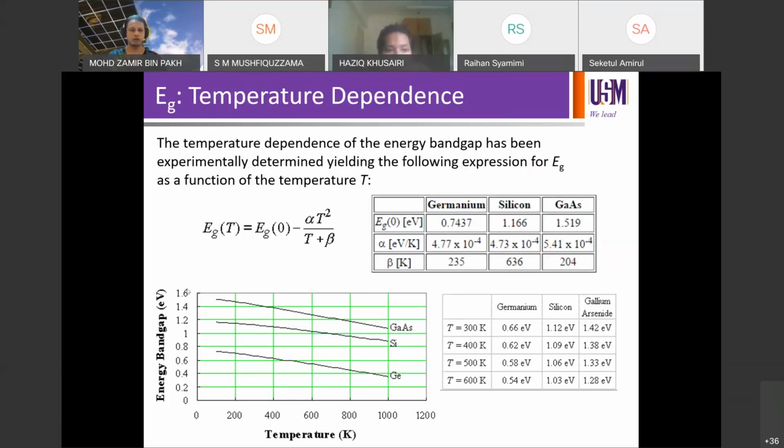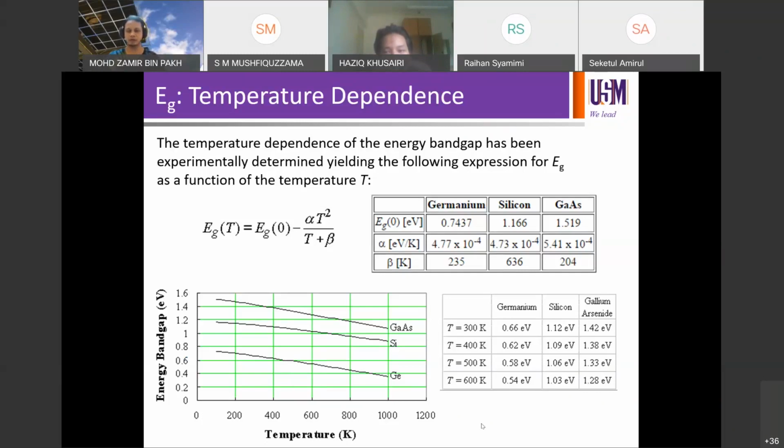The band gap is on the y-axis and the temperature is on the x-axis. In this case, the experiment increased the temperature from, say, 100 Kelvin up to 1000 Kelvin to see the effects on the band gap of three different semiconductor materials: gallium arsenide, silicon, and also germanium, right?